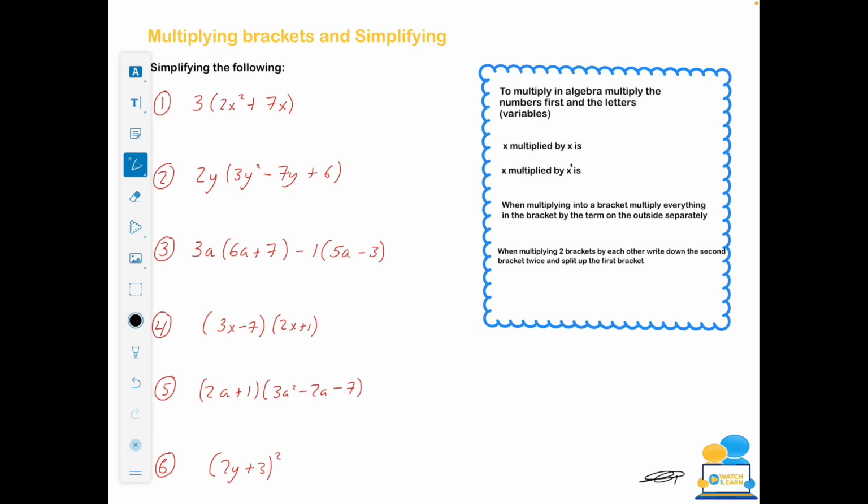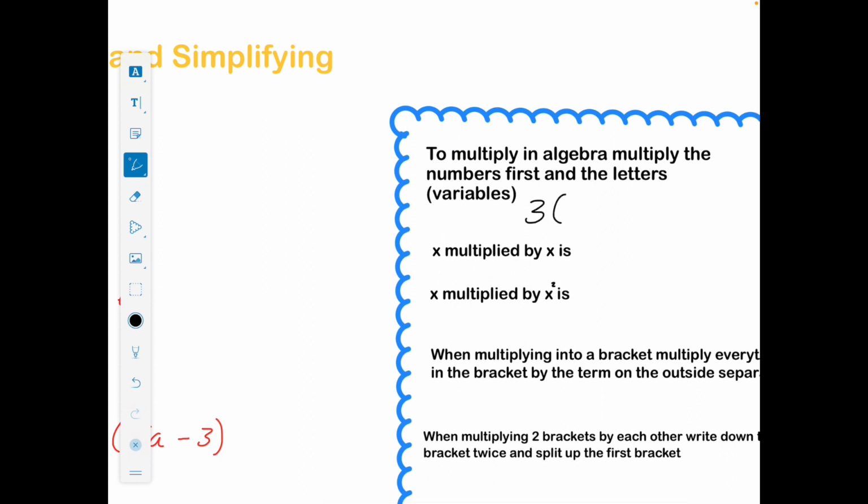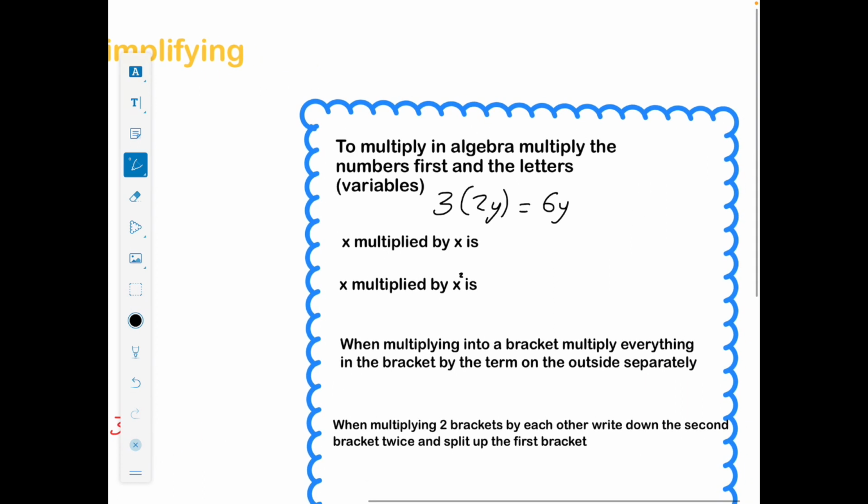Now, for multiplying brackets and simplifying them, the second you see a bracket, we want to get rid of it. We get rid of it by multiplying, okay? So our key rules over here on the right, to multiply in algebra, multiply the numbers first and then the letters. So if I have, let's say, 3 multiplied by 2y, multiply the numbers, that will give me 6 and we still have our y there, okay?